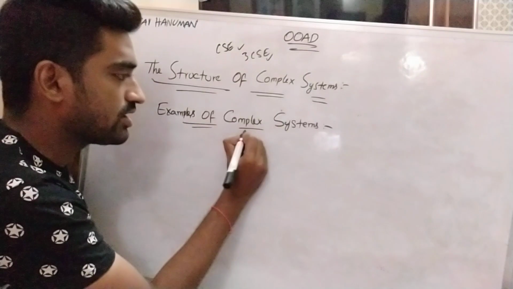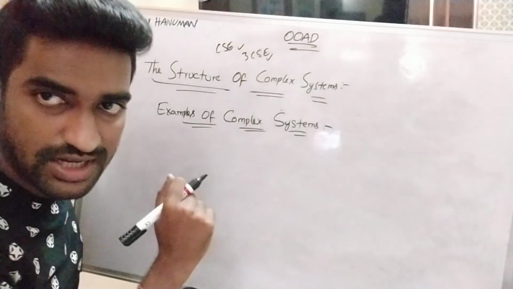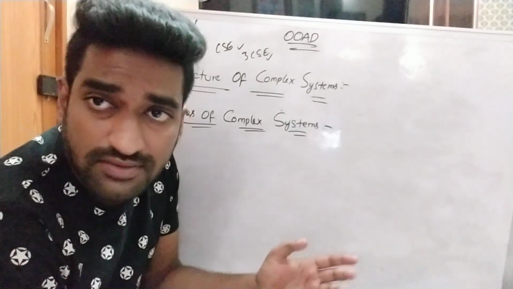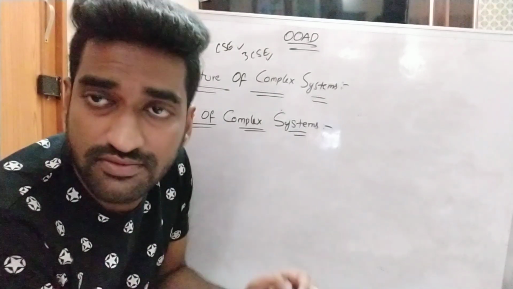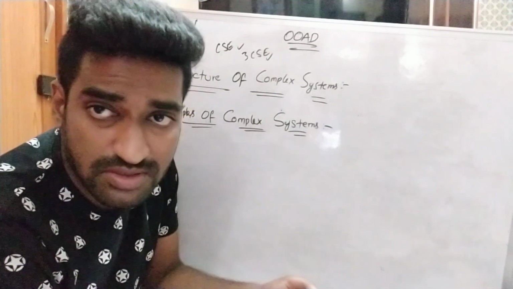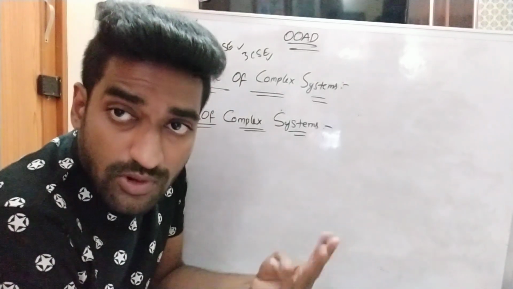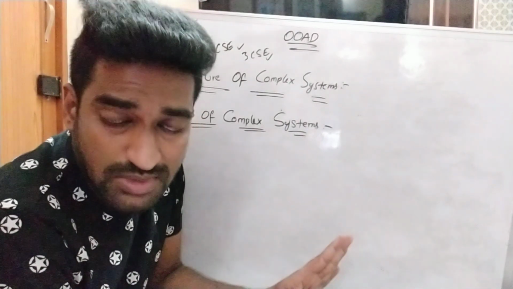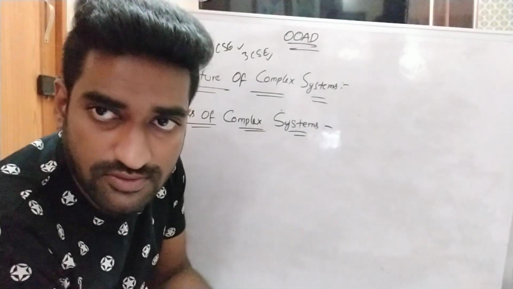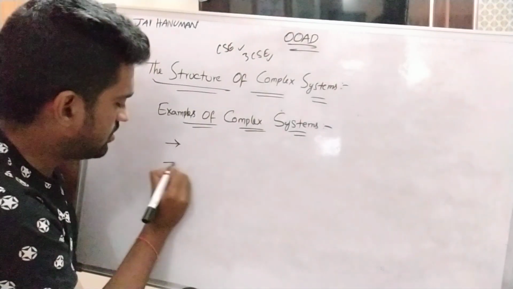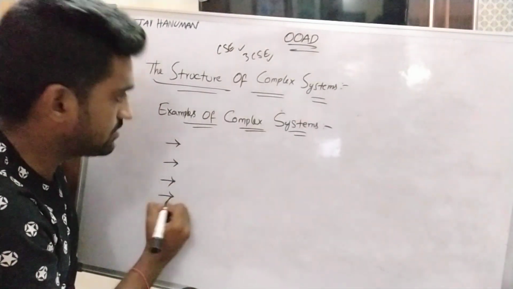So here I am taking 4 real-time examples from 4 different branches. One example is taken from computer science, one example is taken from biological sciences, one example is taken from physical sciences, and one example is taken from normal social institutions, right? So these are the 4 real-time examples I can consider to represent the complex systems. Fine. So here I'm listing all the examples related to complex systems.